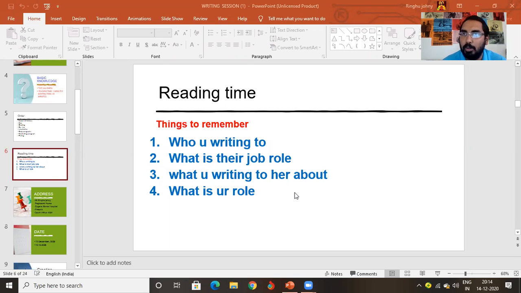Then what is your role, who you are. You will find it on top of the task, all the way at the top of the writing task: you are a registered nurse working in this ward, or you are an emergency department nurse. So again, for the Malayalam speakers, who are you writing to?